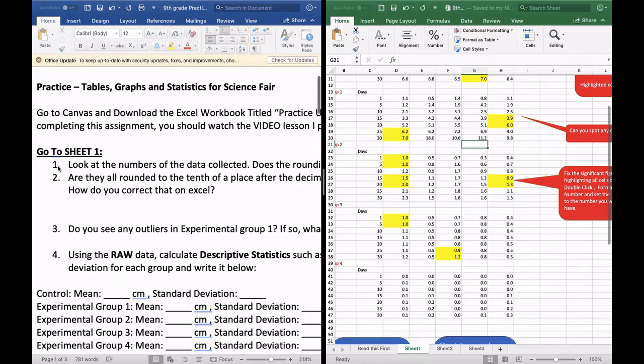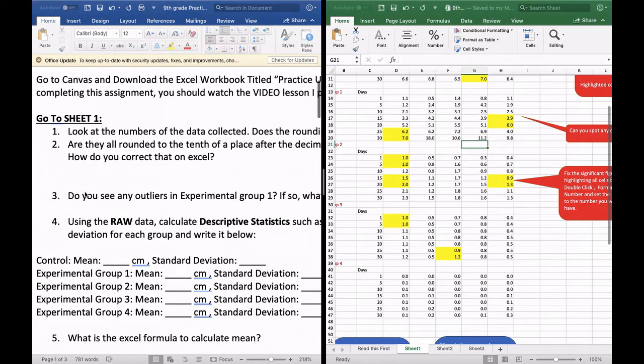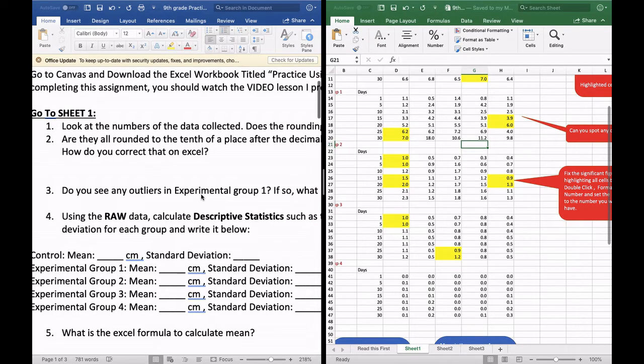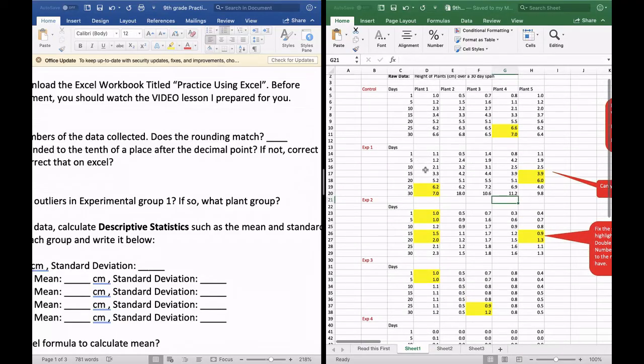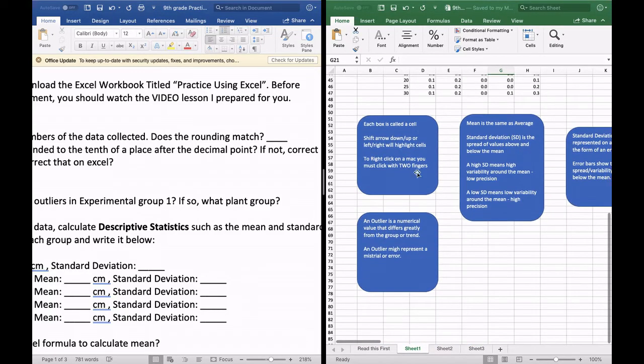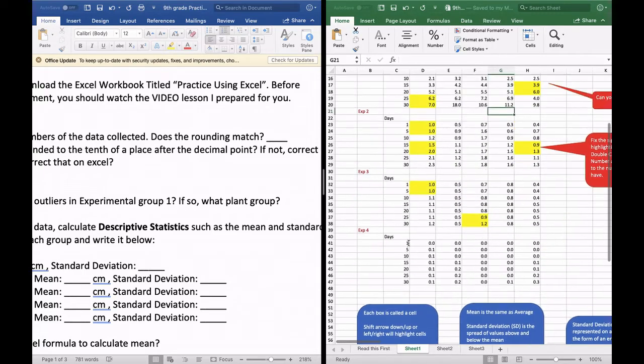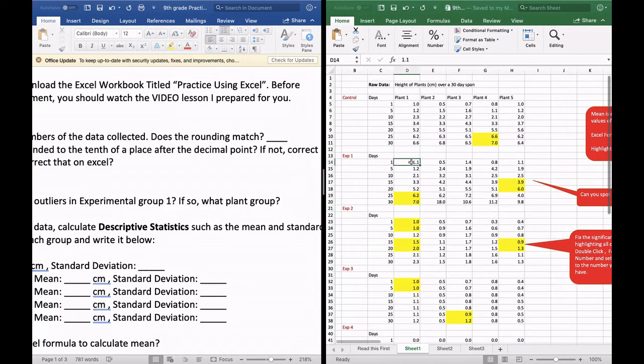So now you can answer questions 1 and 2 here on the Word document. Question 3 is asking you if you see any outliers in experimental group 1. Here you have experimental group 1, and here I have the definition of an outlier. An outlier is a numerical value that differs greatly from the group or trend, and an outlier might represent a mistrial or error. So if you go back to experimental group 1 here, do you see any numerical outliers? I'll let you look for a moment and see if you catch a mistake there.